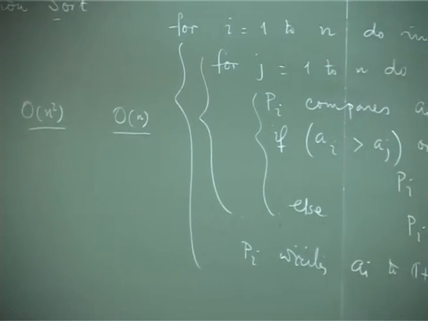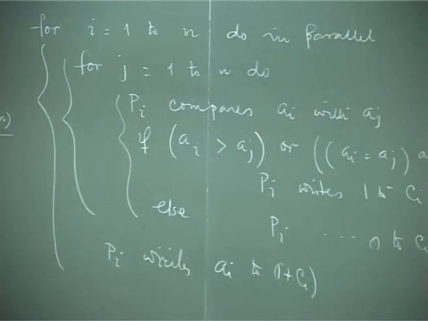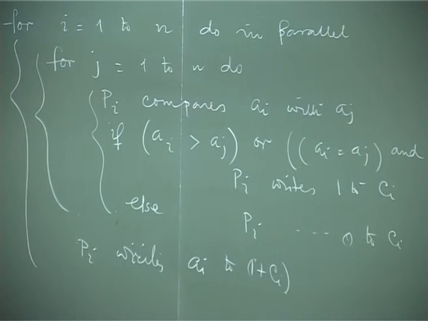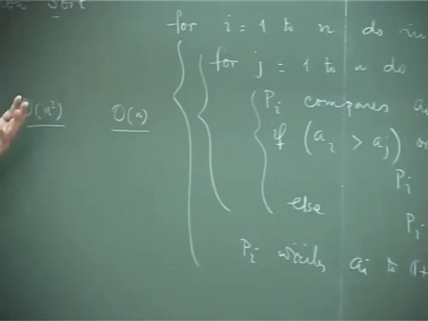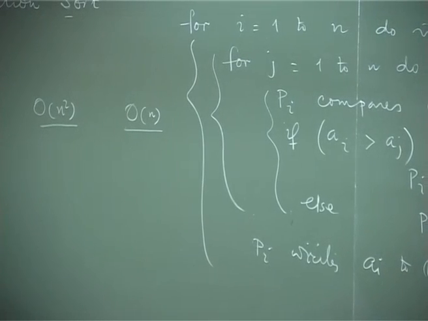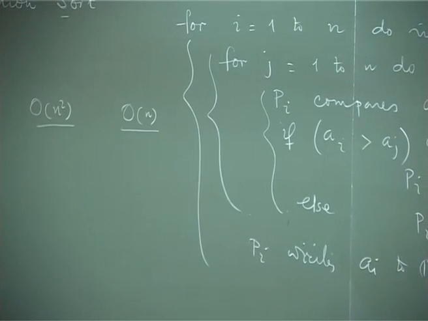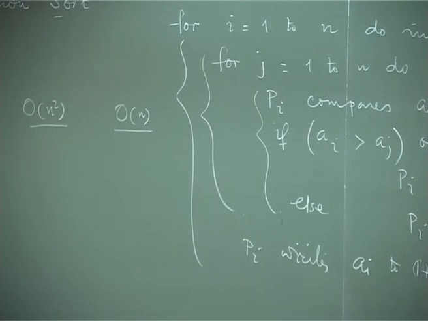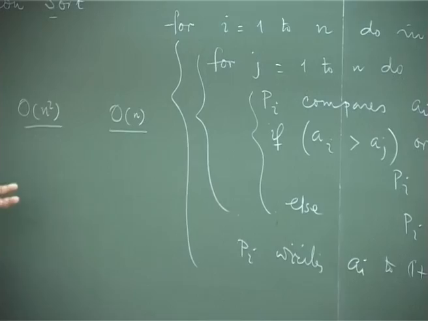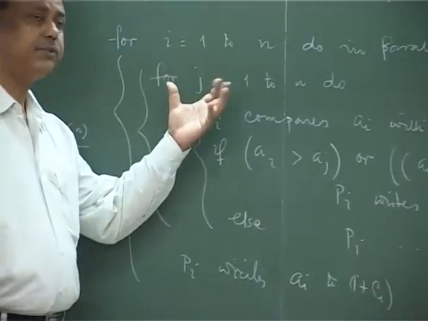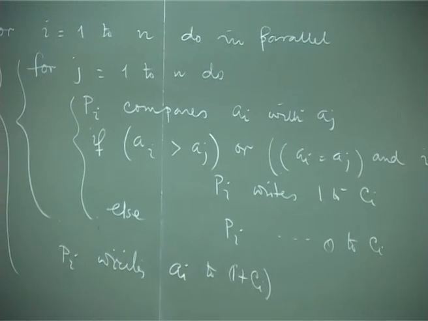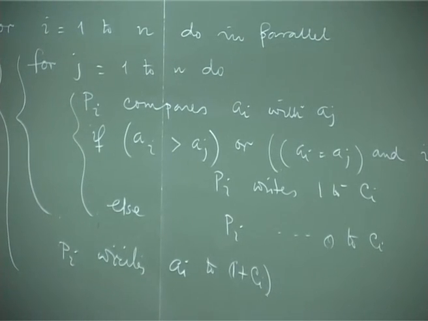But obviously it is not cost optimal, because enumeration sort itself is not cost optimal. It doesn't give you n log n time complexity. Agree? Now, this algorithm can also be thought of this way: suppose I have n square processors, then also you can use it.